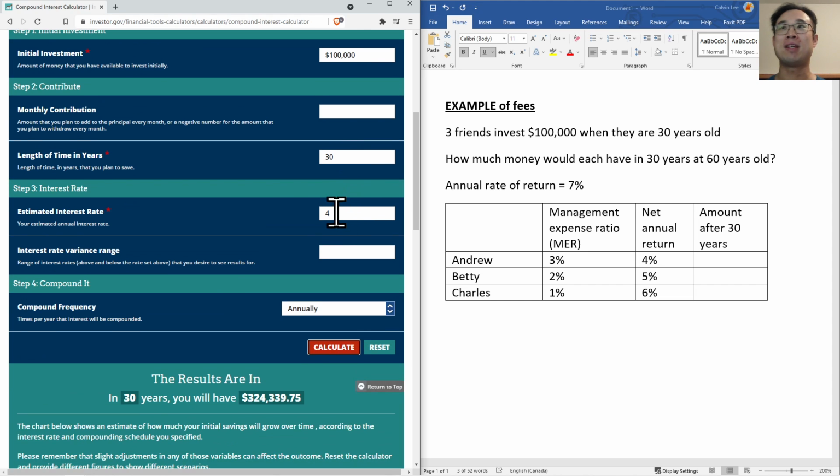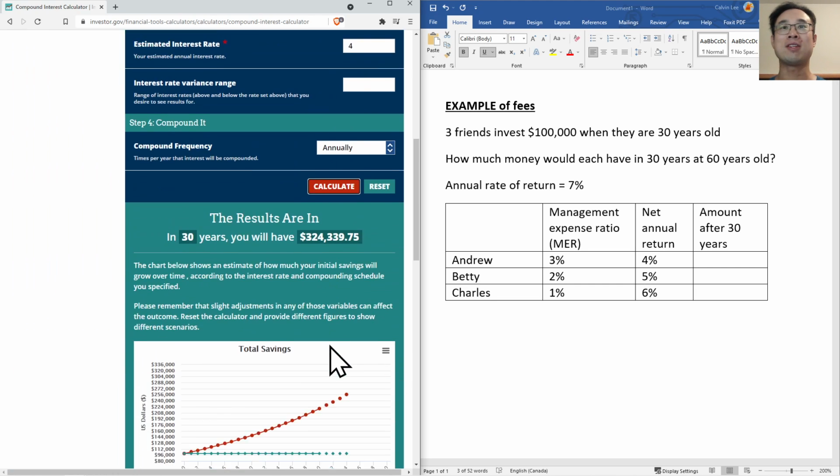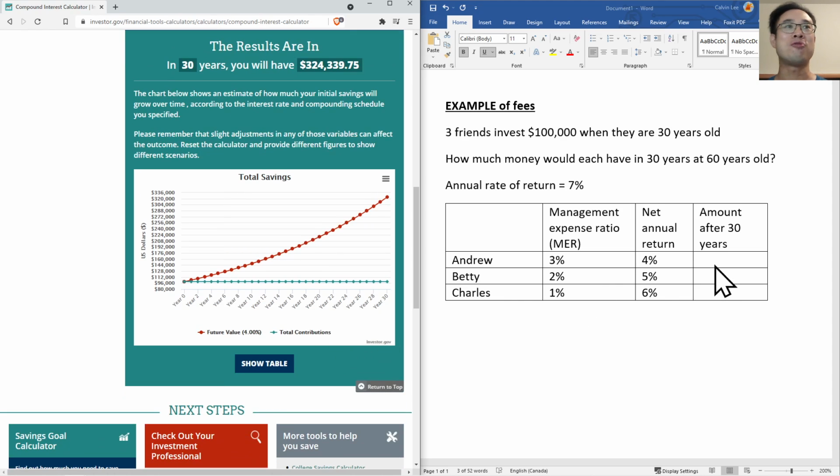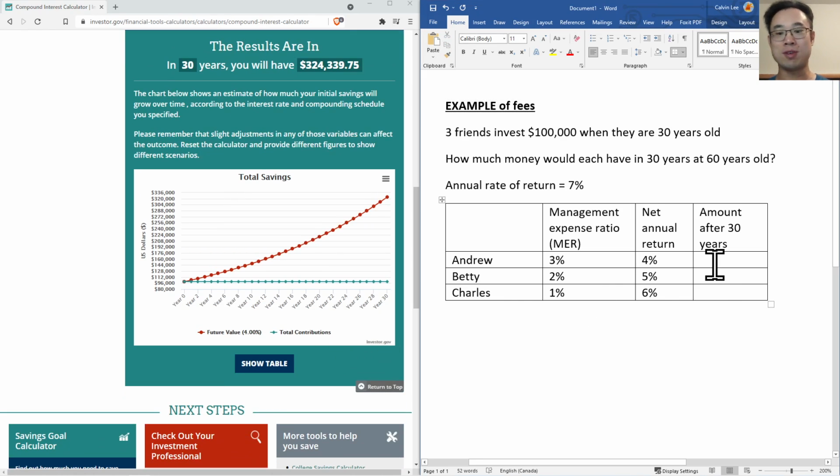And then the estimated interest rate. We're going to do Andrew first. He has a 4% net annual return, so we're going to put 4% here. Then we're going to set the compound frequency to annually. Once you click calculate, you'll see that Andrew has $324,000 or so after the 30 years.